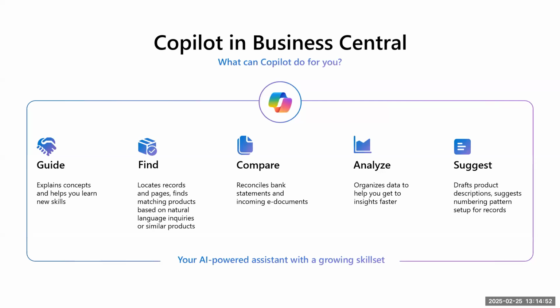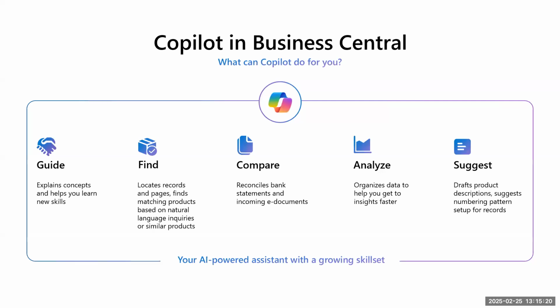It can also help you find records. If you want to find a sales order or purchase order, a customer record, vendor record, you can use that to easily identify those records. It can also help you compare records. The one feature I like the most is probably the bank reconciliation Copilot. It helps me reconcile the bank statements from my bank account and those GL entries in Business Central.